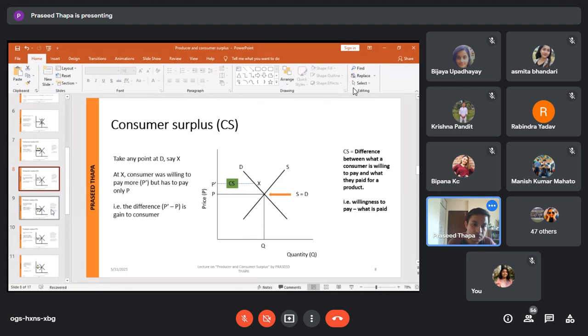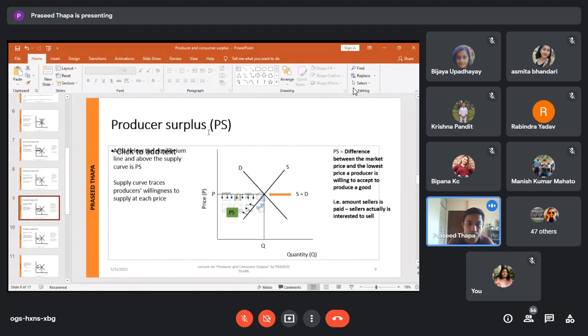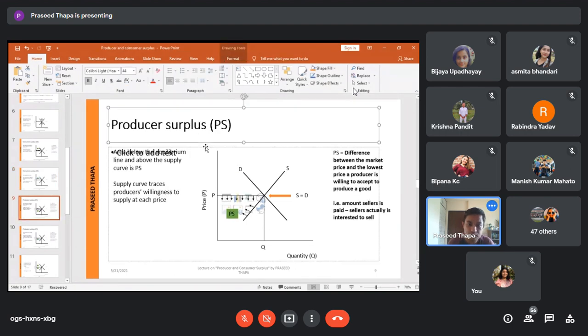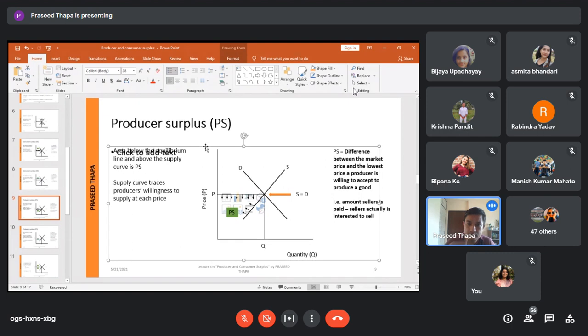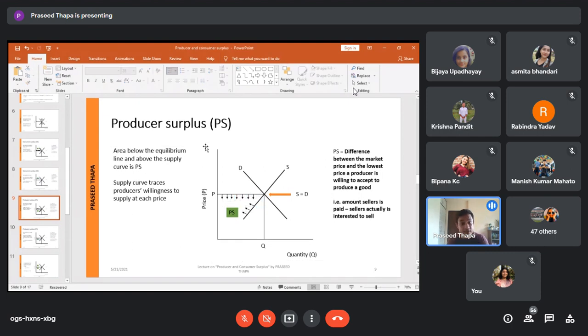Let me take you to the next slides now. Okay, sorry. Now, let's see about the producer surplus. Now, we are able to say that the area above is the consumer surplus. Similarly, the area below is now going to be your producer surplus.